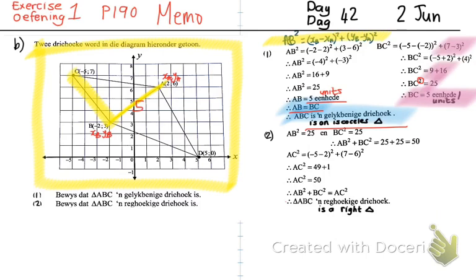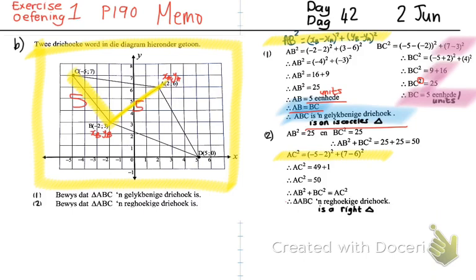So to determine if it's a right angle triangle, or a right triangle, I can use the converse of Pythagoras. First, I now know that those two sides, AB and BC, are 5. Then I have to find AC.